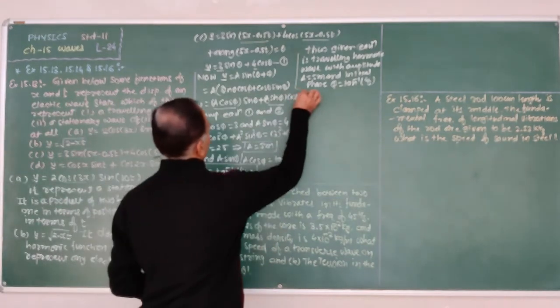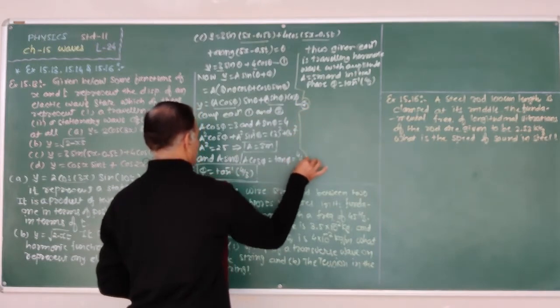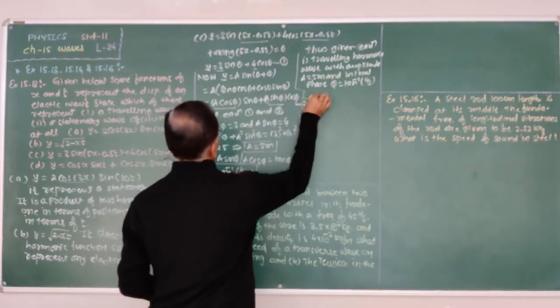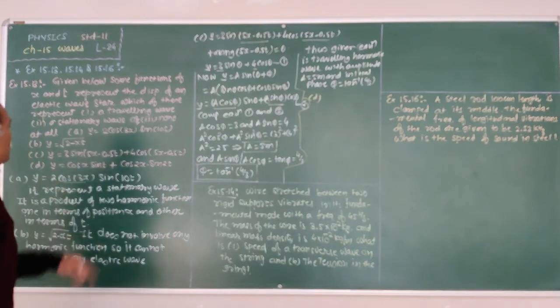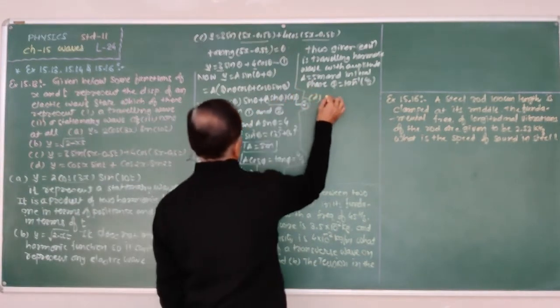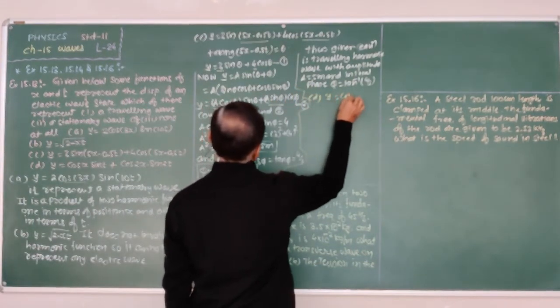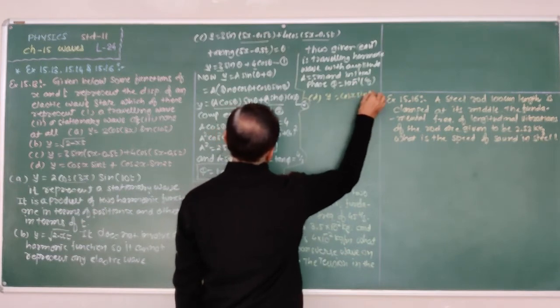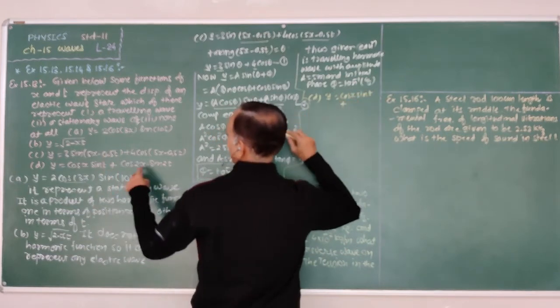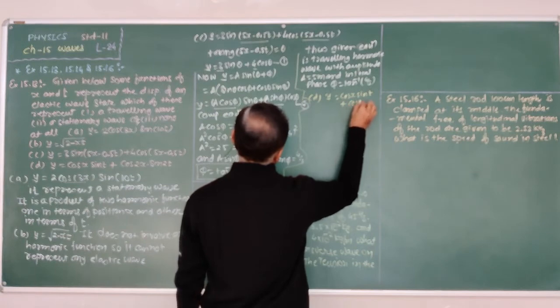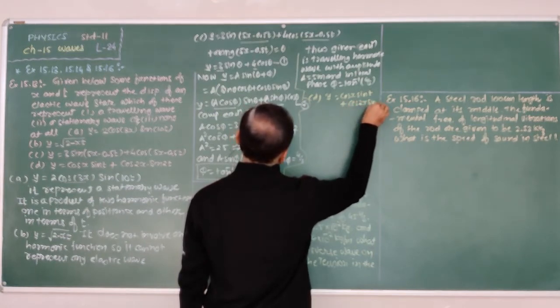Now, the next one is given as y is equal to cos x sin t plus cos 2x sin 2t.